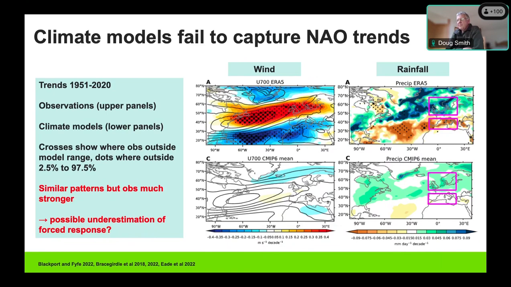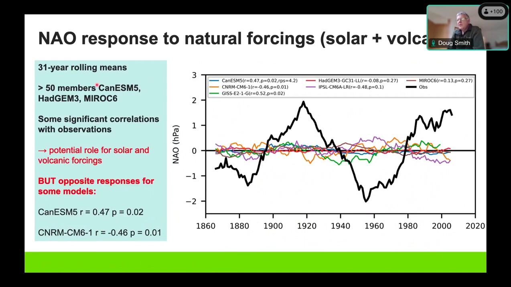So we're going to look at the NAO, and we're going to look at 31-year rolling means. So the black curve is the observed 31-year rolling mean in the NAO. And we're going to look at naturally forced simulations, forced only by solar and volcanic variations, because these are a bit easier to understand in the first instance. So what you can see there is, although the variability is quite small in these naturally forced simulations, some of them do have significant correlations with the observations.